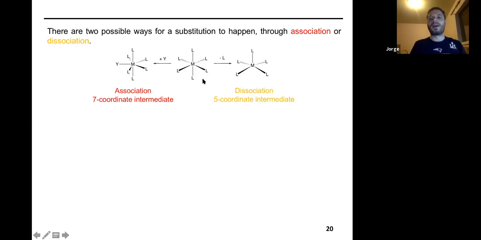On the other hand, if the reaction undergoes a dissociative mechanism, the first step is to lose one of the ligands. Therefore, the intermediate formed has a coordination number equal to 5, and that's the coordination geometry. It's a square pyramid: 4 ligands in the plane and 1 axial ligand.